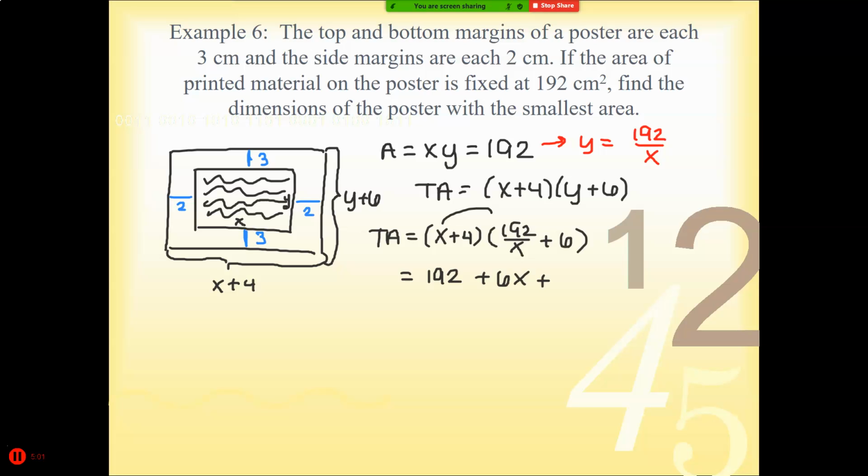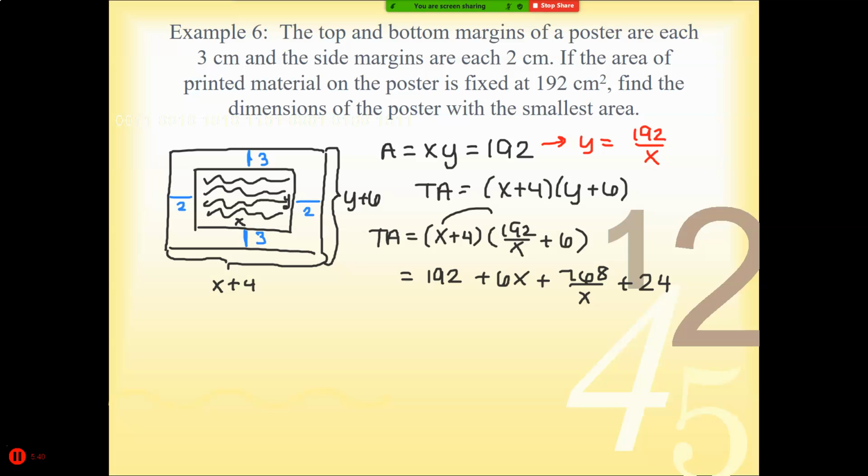So 4 times 192, we'll think of 4 times 200. That would be 800. But then 192 is 8 less, so you take 4 times 8 and get 32. So to take 4 times 192 mentally, you think of it as like 4 times 200 minus 32, which is 768 all over x, and then 4 times 6 is 24.